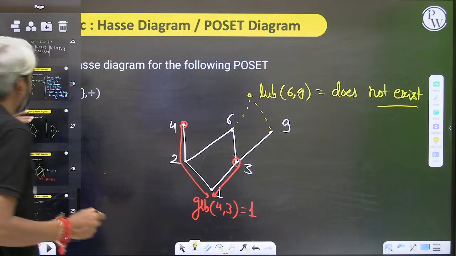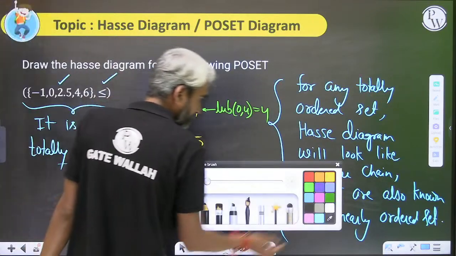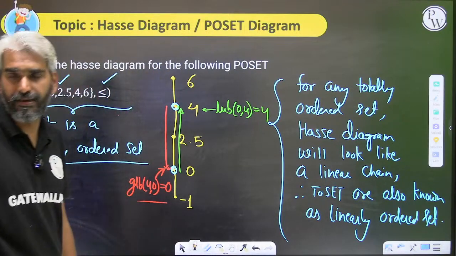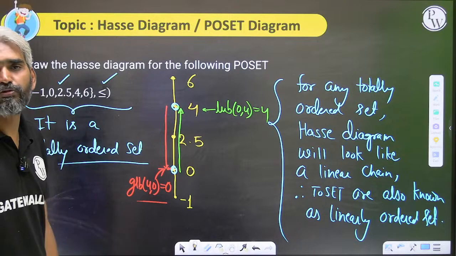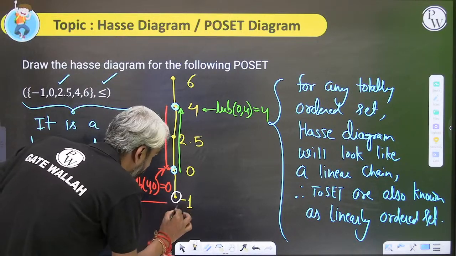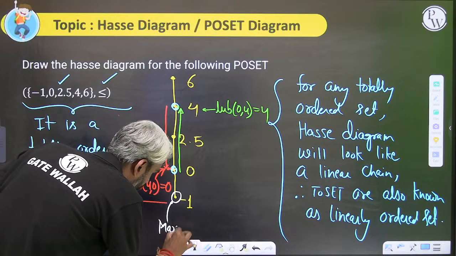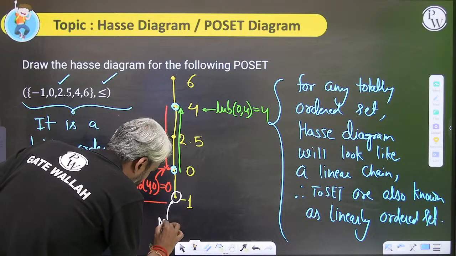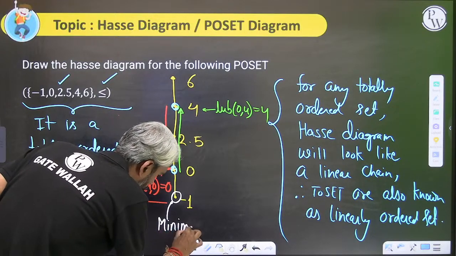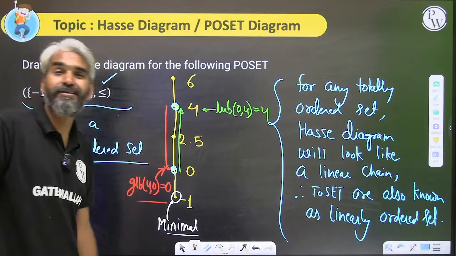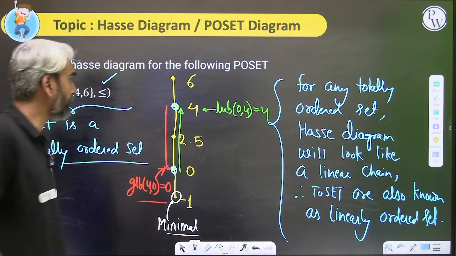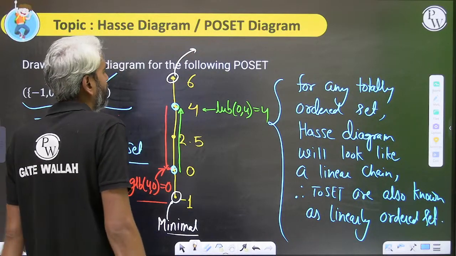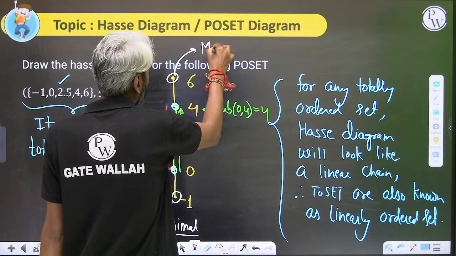Apart from that, last thing. The elements which are at the lowest level in the poset diagram are known as minimal elements, and the elements at the uppermost side of the poset diagram are known as maximal elements.